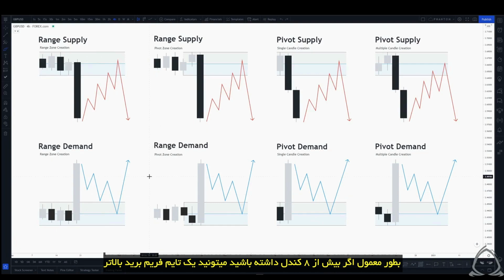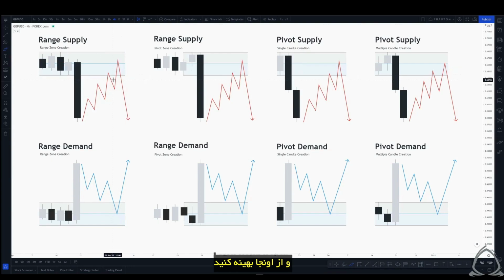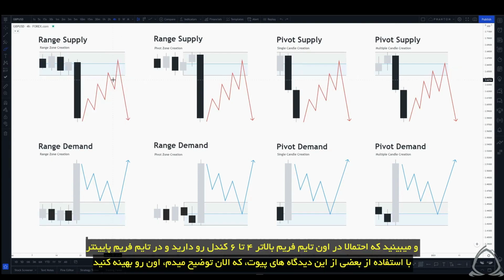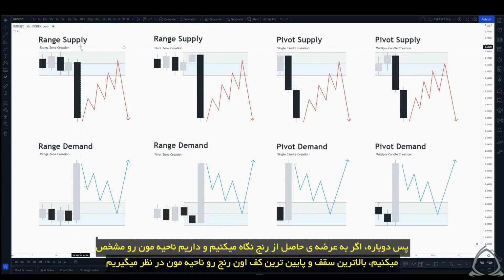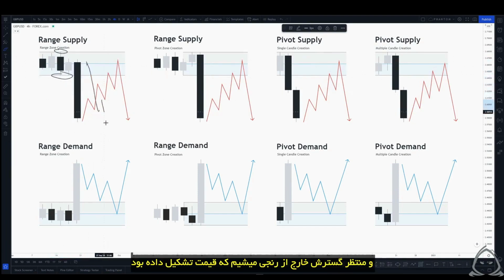Generally speaking, if you have more than 8 candles, you can typically go up a time frame and refine from there. On that higher time frame, you'll probably have that 4 to 6 candles, and on a lower time frame, you might be able to refine using some of these pivot concepts, which we'll touch on in just a moment. So again, if we're looking at range created supply and we're mapping out our zone, we would mark out the highest high of that range in price and the lowest low of that range in price, and then wait for that expansion out of that range that would break the range in price that was created.